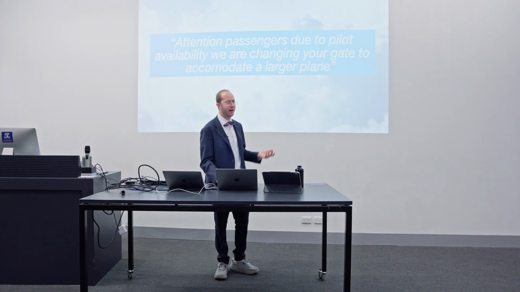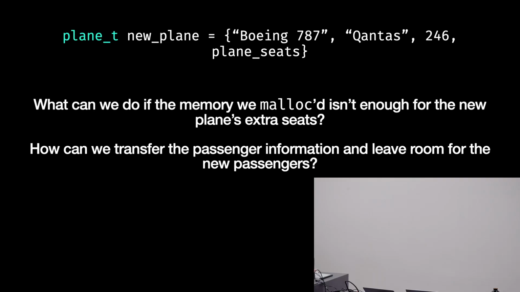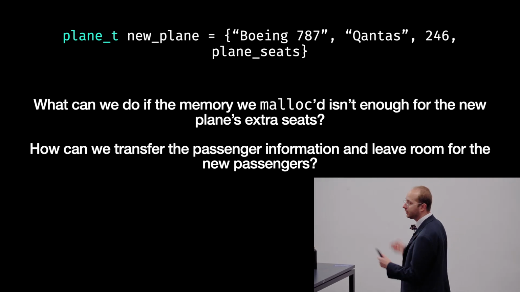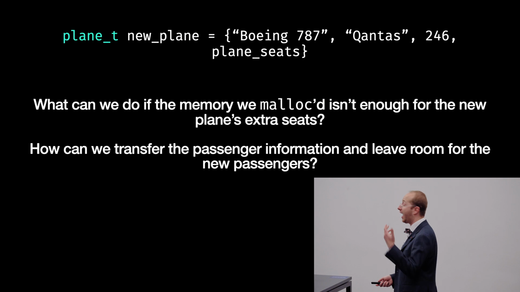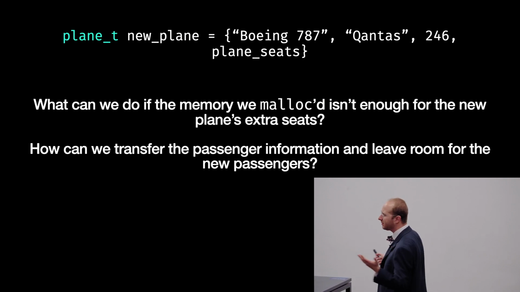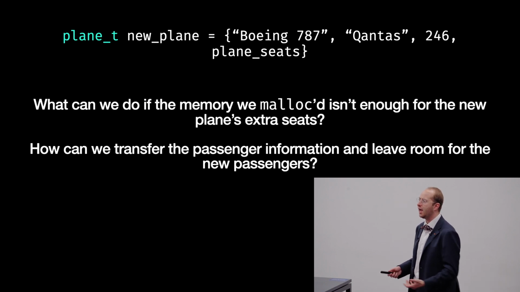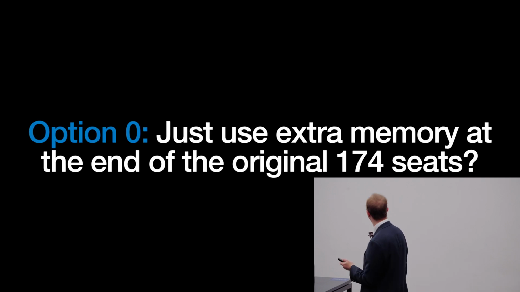So one way is we could create an entirely new plane. So we could do something like this, where I have a new plane and I have allocated a new plane seats here. I've made a new version of plane seats that has room. But this still doesn't seem like an ideal solution. Is there a way for us to transfer the information on all the old passengers and just add the new seats into our object? There's got to be some way of doing it better.